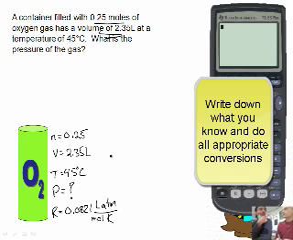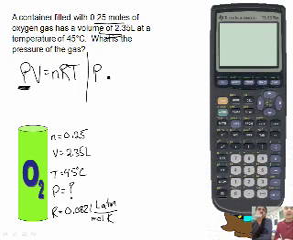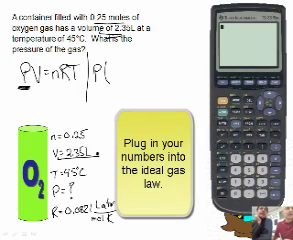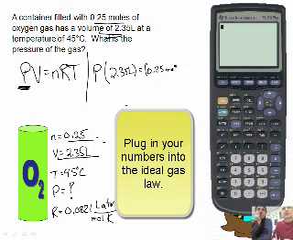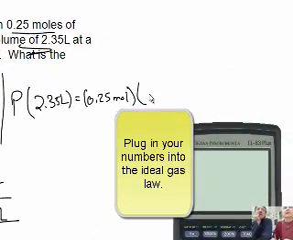Now, we're just going to use the ideal gas law, plug and chug, which is PV equals nRT. We're solving for P. You can rearrange it first if you'd like, but I think it's easier to plug it straight in. So P, because that's what I don't know, times V, 2.35 liters, is equal to n, 0.25 moles, times R. I'm going to run out of space. I'll move the calculator down here for a moment.